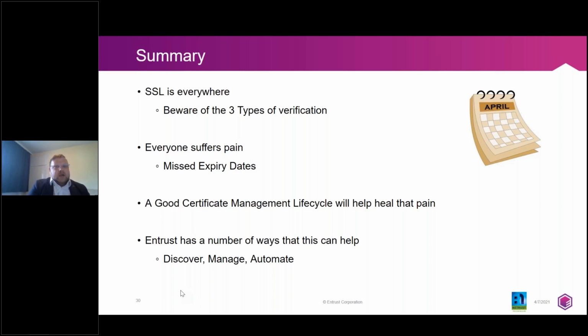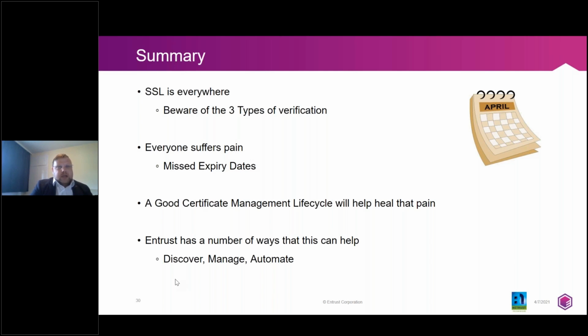And coupled with that, just recently, as of last year, the industry's also reduced the maximum validity period to 13 months. With all these factors, that's really increased the risk in an enterprise context of an enterprise missing SSL expiry dates. And unfortunately, if an SSL certificate is not renewed, or it's forgotten about, or it's managed through a spreadsheet, that can unfortunately lead to unwanted outages and potentially costs associated with that. However, the good news is that a good certificate management lifecycle capability can help heal that pain.